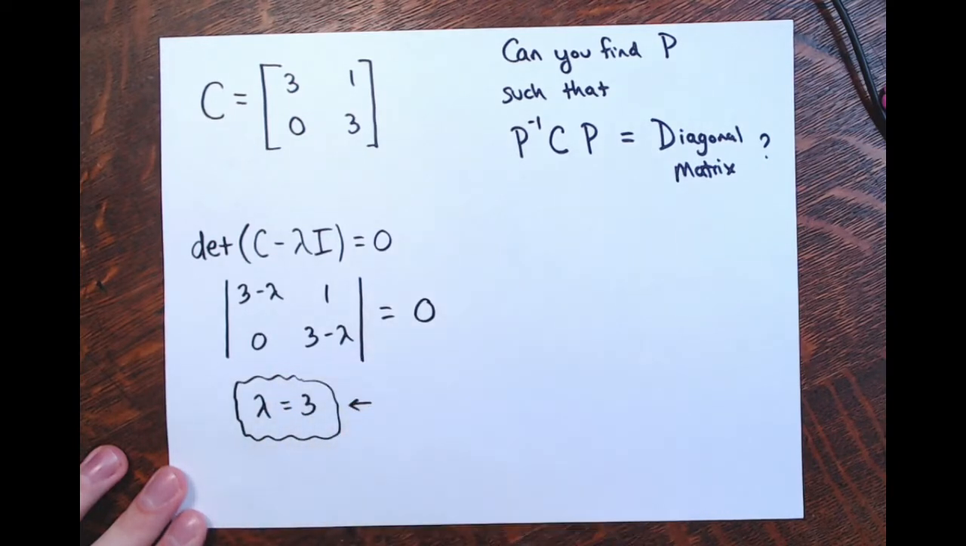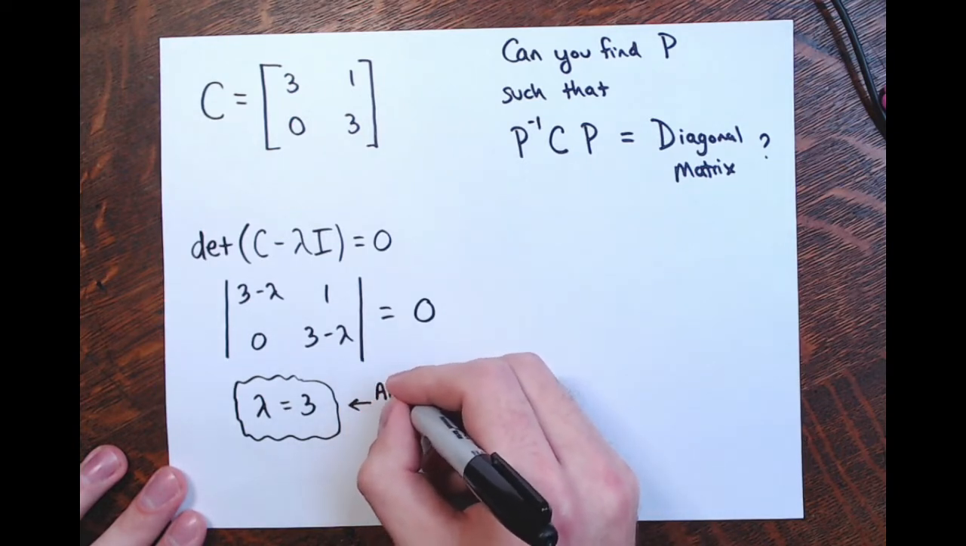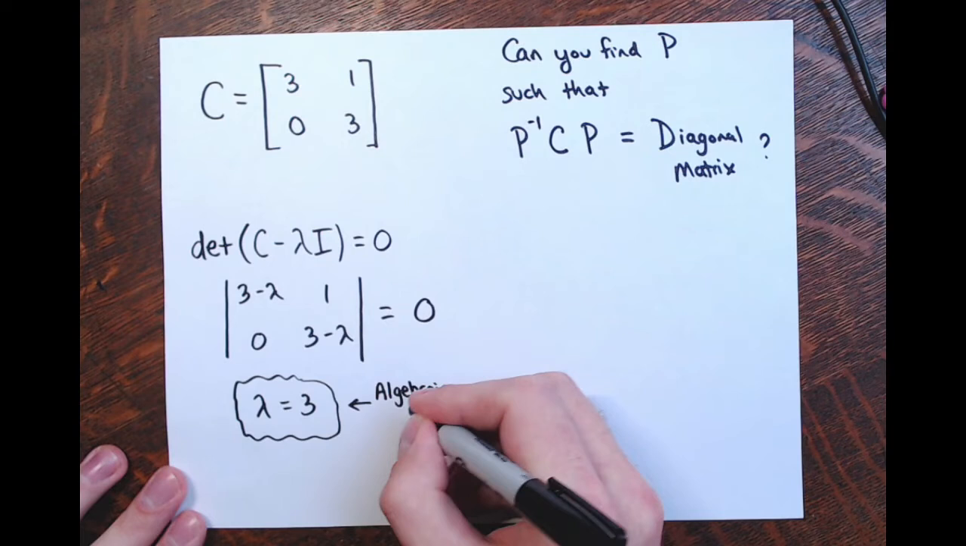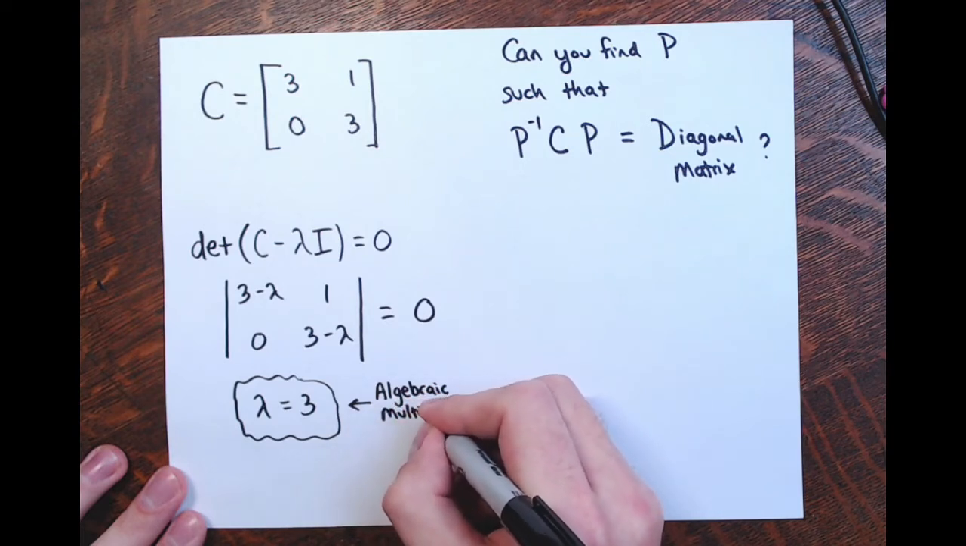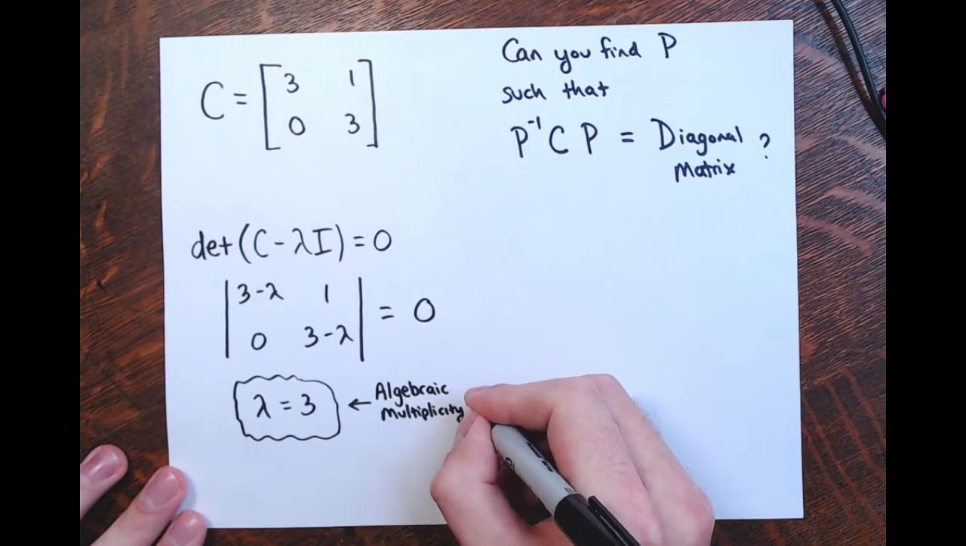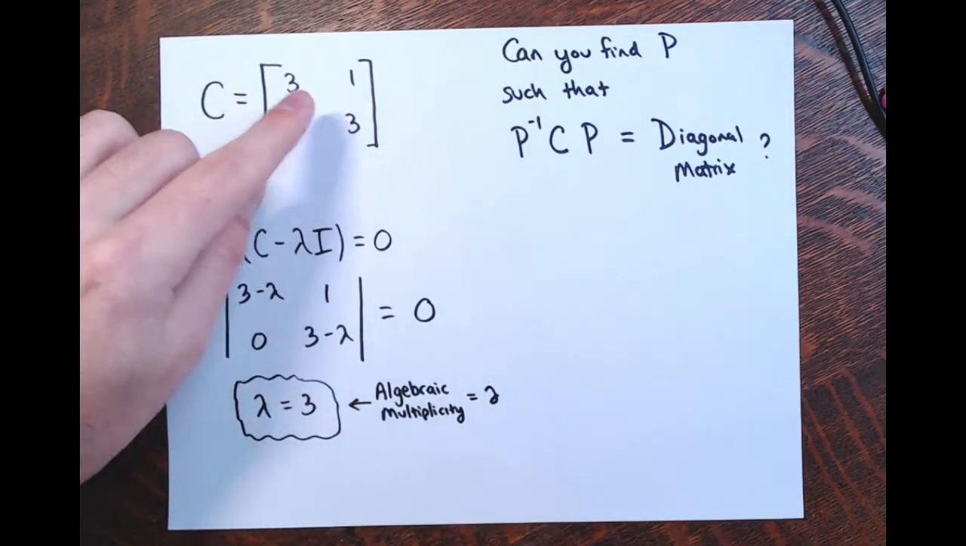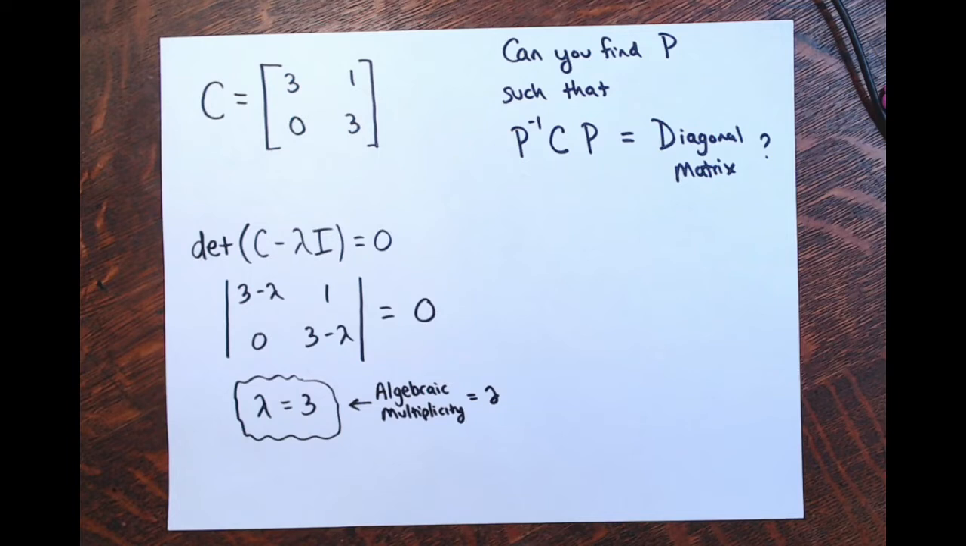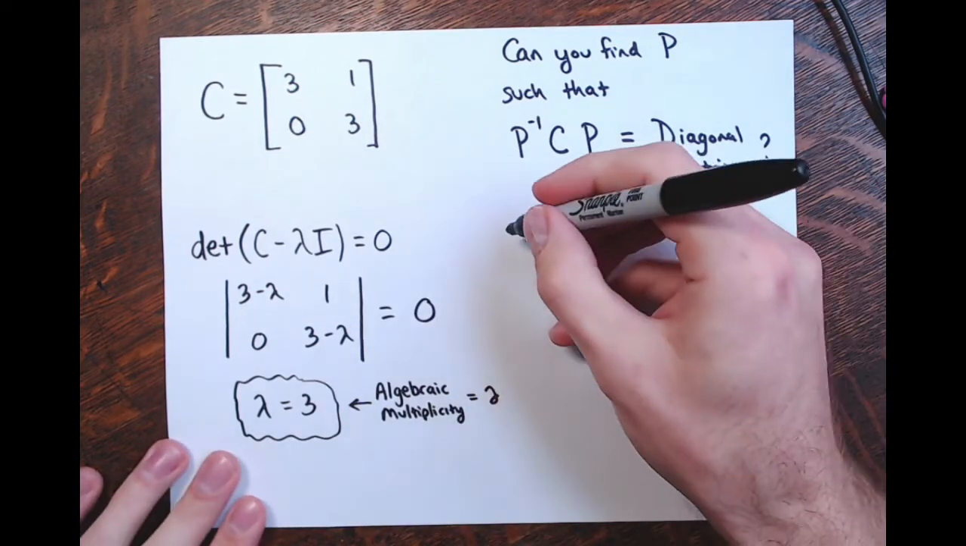And to use a word from last section, the algebraic multiplicity is 2. It shows up twice, so it would be a repeated eigenvalue. So I don't have two different eigenvalues like in the last example. If all the eigenvalues are different, then you're going to get an independent eigenvector for each one, and you'll definitely be able to diagonalize. So here I can't tell right away. I have to go further. I have to check.